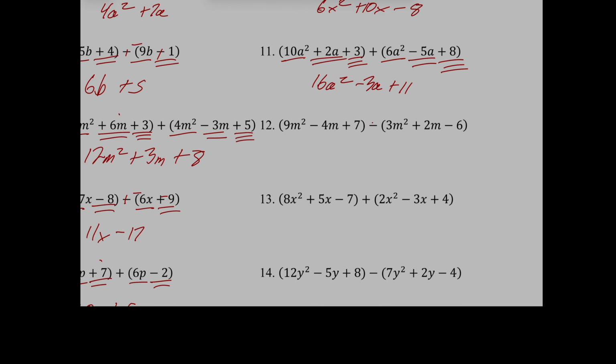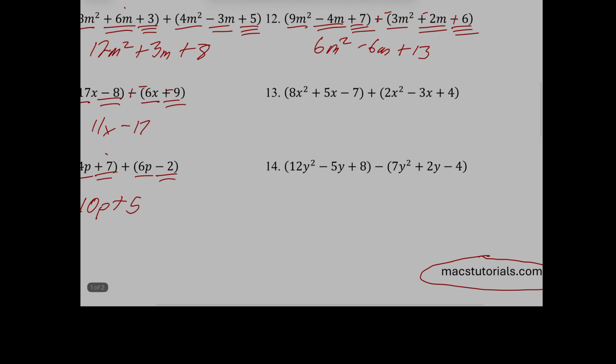Number 12, add a line, change all the signs. 9m squared and a negative 3. Signs are different. Subtract, keep the sign of the bigger number. We have a negative 4m plus a negative 2m, negative 6m, and we have a positive 7 and a positive 6, which is a positive 13.